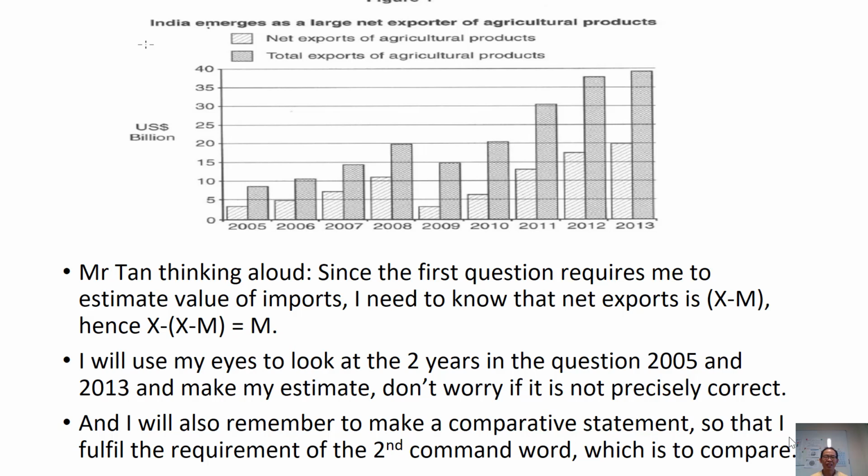And finally, note that the very first question has two command words, estimate and compare. So I will also remember to make a comparative statement between 2005 and 2013, whether it is higher, lower, things like that. So that would be the thoughts that are going through my head when I'm looking at Figure 1 after I've already read the questions.